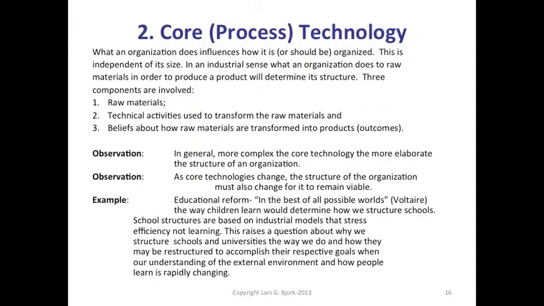In an industrial sense, what an organization does to raw materials in order to produce a product will determine its structure. Three components are involved: raw materials, technical activities to transform raw materials, and beliefs about how raw materials are transformed into products or outcomes.